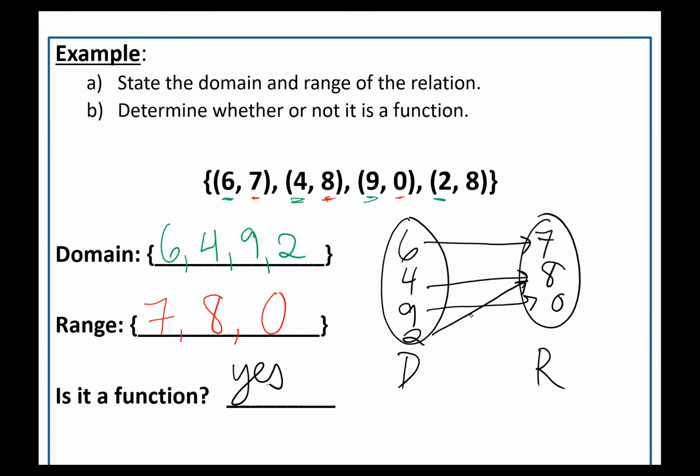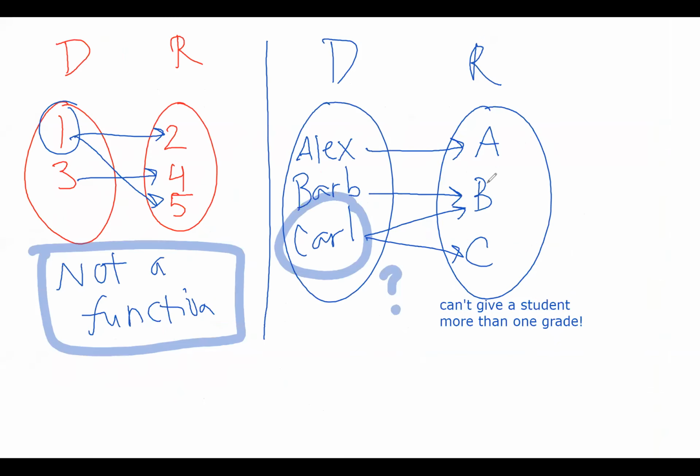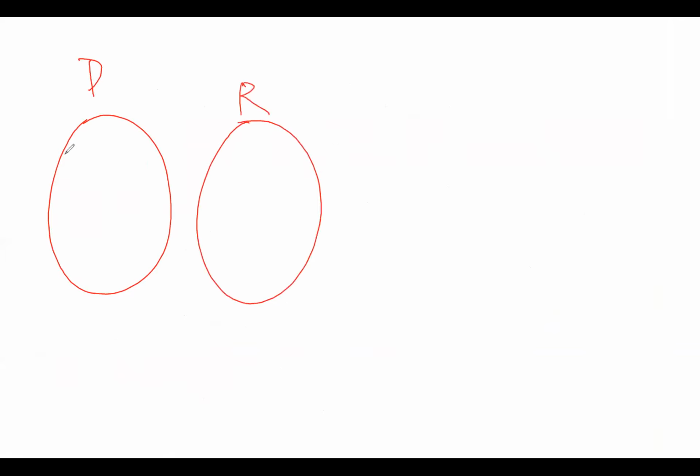Okay, let's go back to the whiteboard now, that blank screen, because I want to do another example using students and grades, just to kind of illustrate this a little bit more. Okay, so earlier we saw this example where we had Alex, Barb, and Carl. Alex got an A, Barb got a B, Carl got 2 grades. That didn't make any sense. That wasn't a function. I'm going to do a similar example right now. So we have domain, we have range, Alex, Barb, and Carl are back.